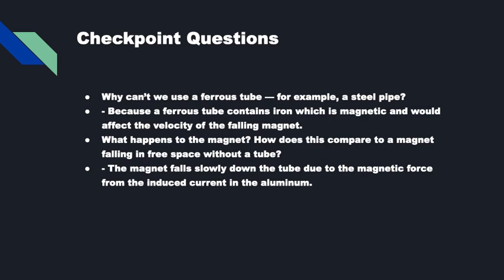For the checkpoint questions: why can't we use a ferrous tube, for example, a steel pipe? We can't use a steel pipe because a ferrous tube contains iron, which is magnetic and would affect the velocity of the falling magnet. And what happens to the magnet? How does this compare to a magnet falling in free space without a tube? The magnet falls slowly down the tube due to the magnetic force from the induced current in the aluminum.